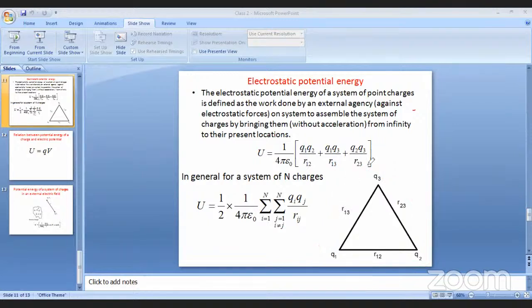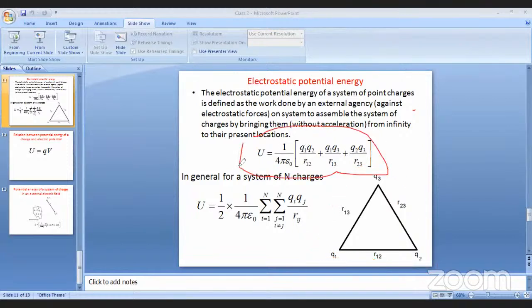That means when you want to assemble the charges in the form of a triangle here, you have to bring these charges from infinity. At the same time, you have to overcome the repulsive, or even the attractive, forces due to the presence of other charges, and then bring these charges from infinity and assemble them here. For that you need to do work. That work done is actually the potential energy. That potential energy for this system of 3 point charges is shown like this.